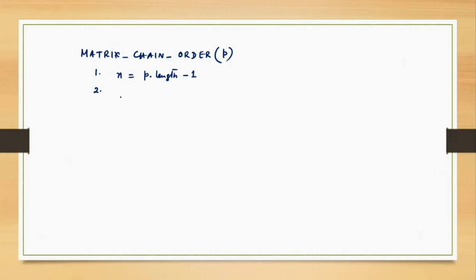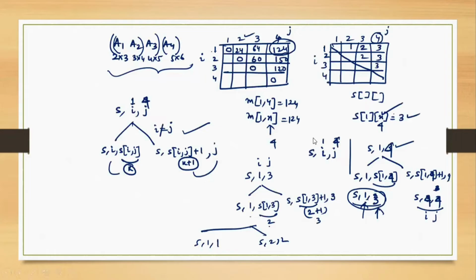Then you have to take two tables. One table is M, which is of dimension n cross n, 1 up to n row number, 1 up to n column number. And you have to take another table which is S, which is actually n minus 1 cross n minus 1. How do we get it? You just see that the principal diagonal is not required. Here the entire part is not required.